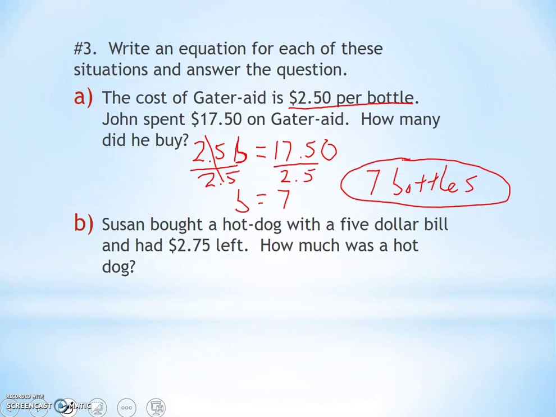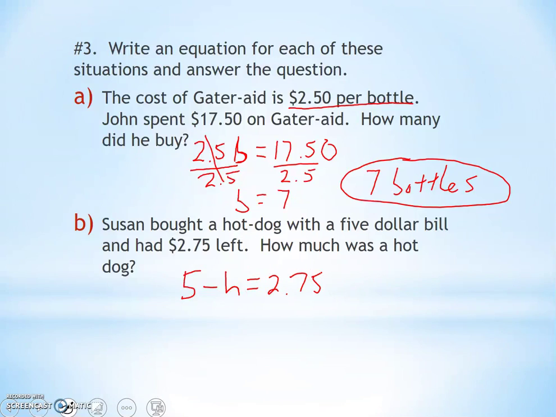Let's take a look at part B. Susan bought a hot dog with a $5 bill and had $2.75 left. How much was the hot dog? Well, I'm going to let H be the hot dog. She started in her pocket with $5, and she bought the hot dog, which means she subtracted the amount of the hot dog. 5 minus the amount of the hot dog is what she has left, which is $2.75.